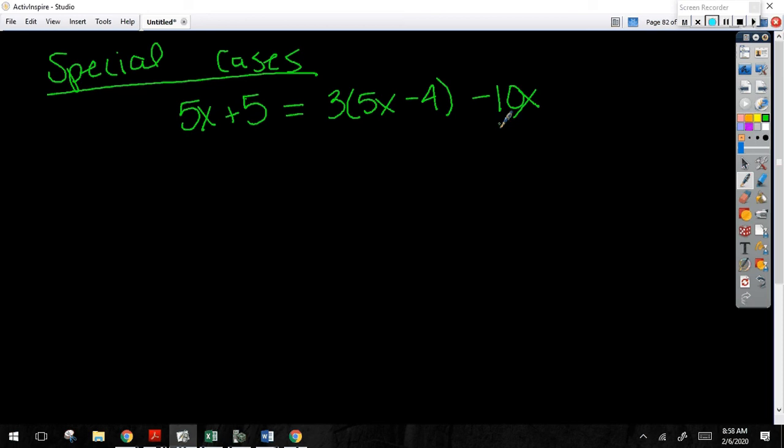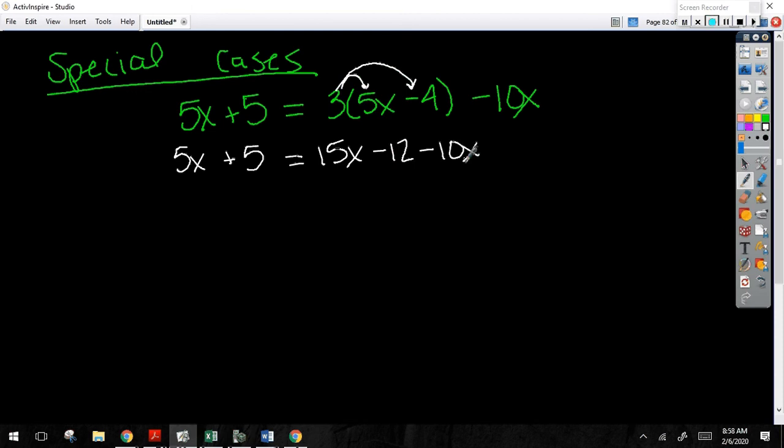We can still do it. Before I can subtract anything, I've got to distribute. So that's not going to change. I'm going to distribute that. So 5x plus 5 equals 15x minus 12.